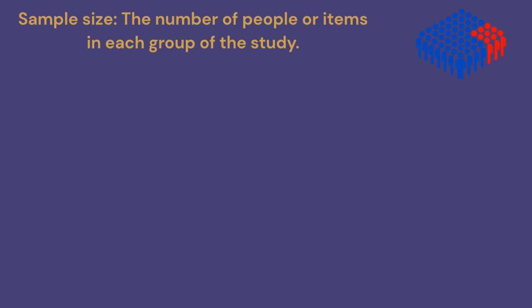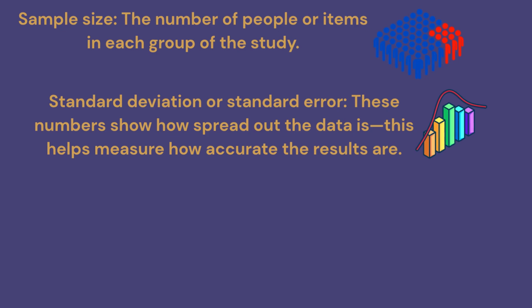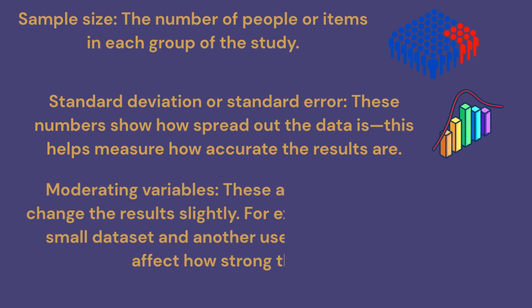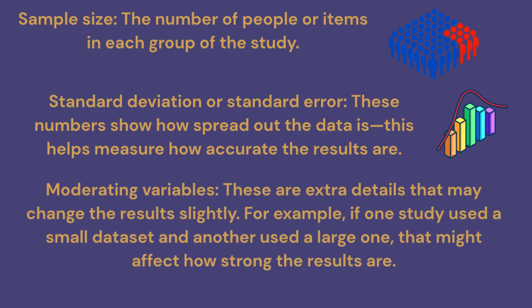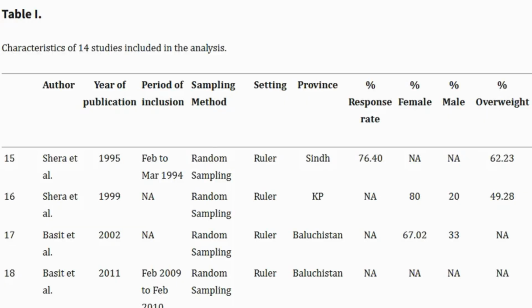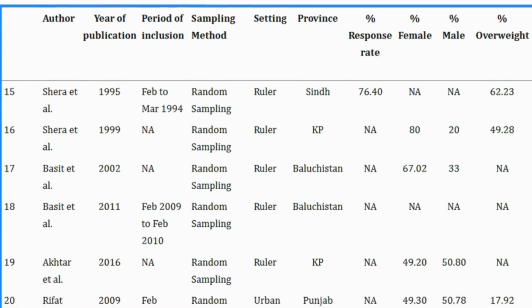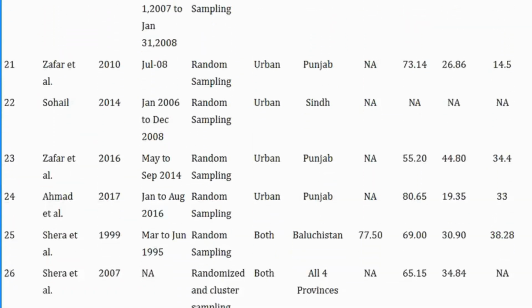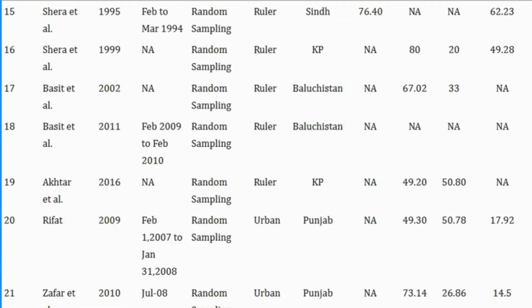Sample size, the number of people or items in each group of the study. Standard deviation or standard error. These numbers show how spread out the data is. This helps measure how accurate the results are. Moderating variables. These are extra details that may change the results slightly. For example, if one study used a small dataset and another used a large one, that might affect how strong the results are. All of this information is usually written into a table, using software like Excel or Google Sheets. This makes it easy to organize and later analyze.